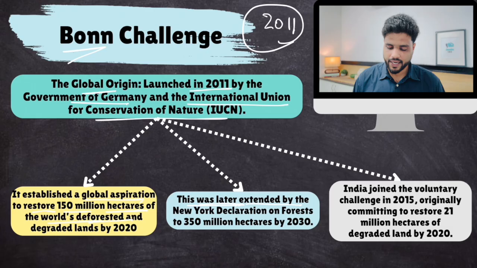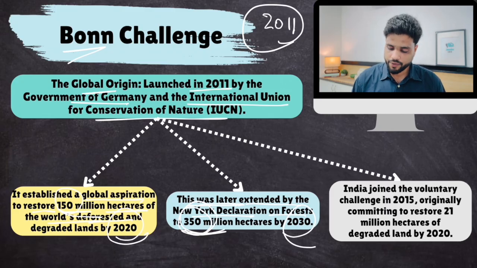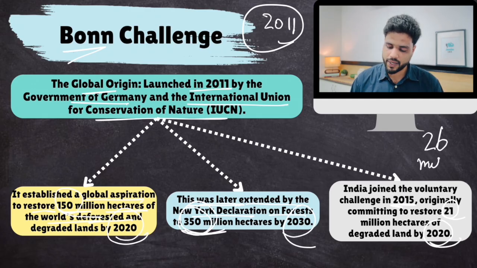This was later extended by the New York Declaration on Forests to 350 million. So earlier it was 150 million by 2020. Then the target was made more aggressive, to achieve 350 million by 2030. Now in 2015, India joined it. And India said it is going to restore 21 million hectares of land by 2020. Later, India also became a little more aggressive with its target, saying that we are going to restore 26 million hectares of land by 2030.